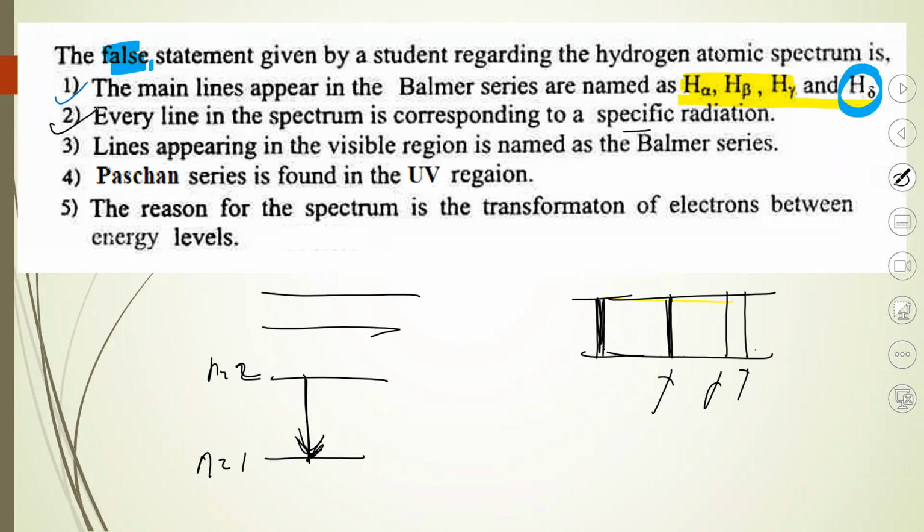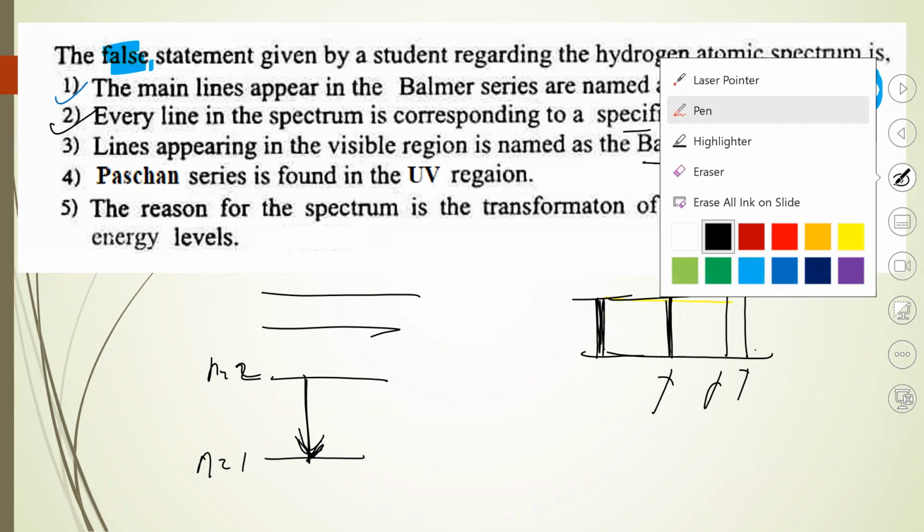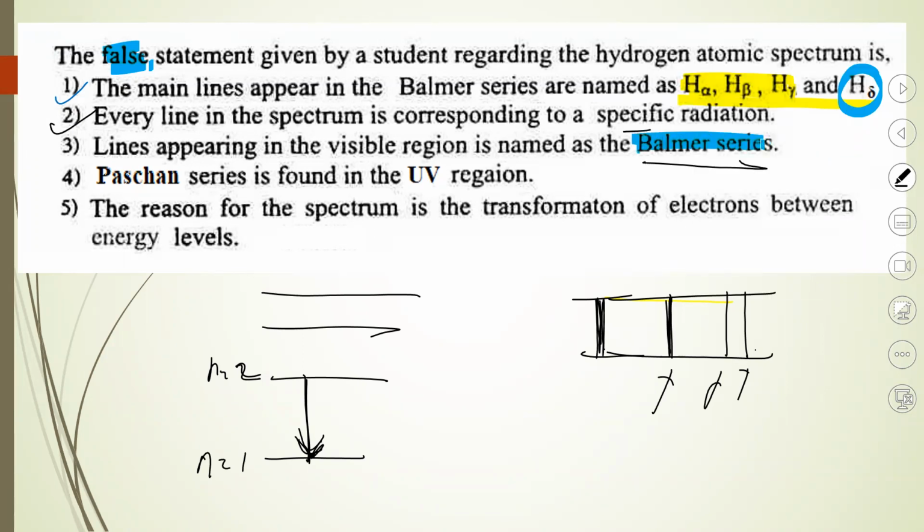Lines appearing in the visible region are named the Balmer series. Yes, this is the person who explained the content. Therefore we can say that is true. The answer is correct. Paschen series found in the UV region? Actually, it is not ultraviolet, it is the IR region. So that answer is wrong.